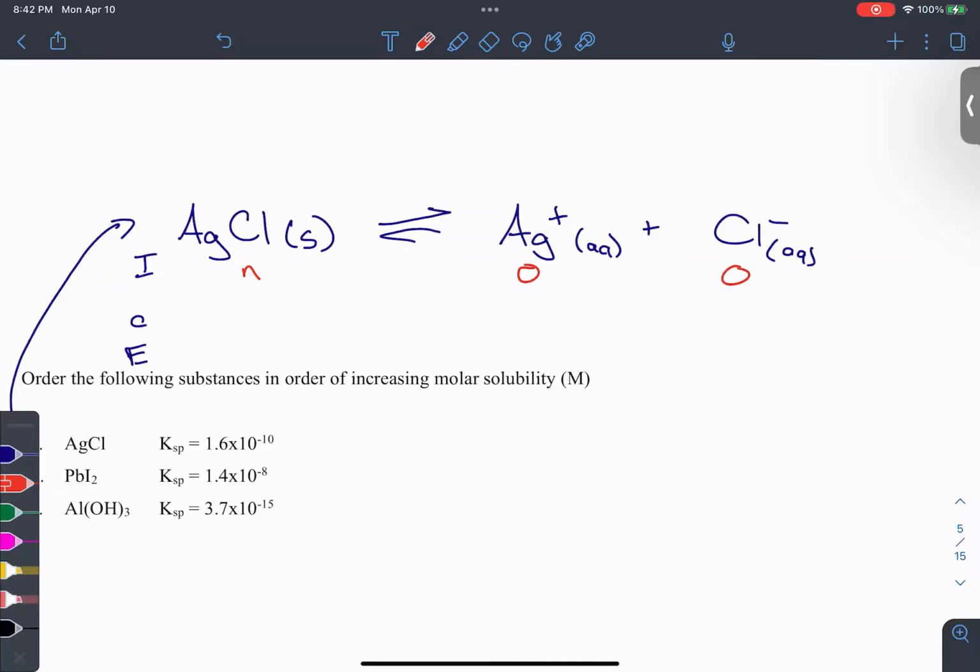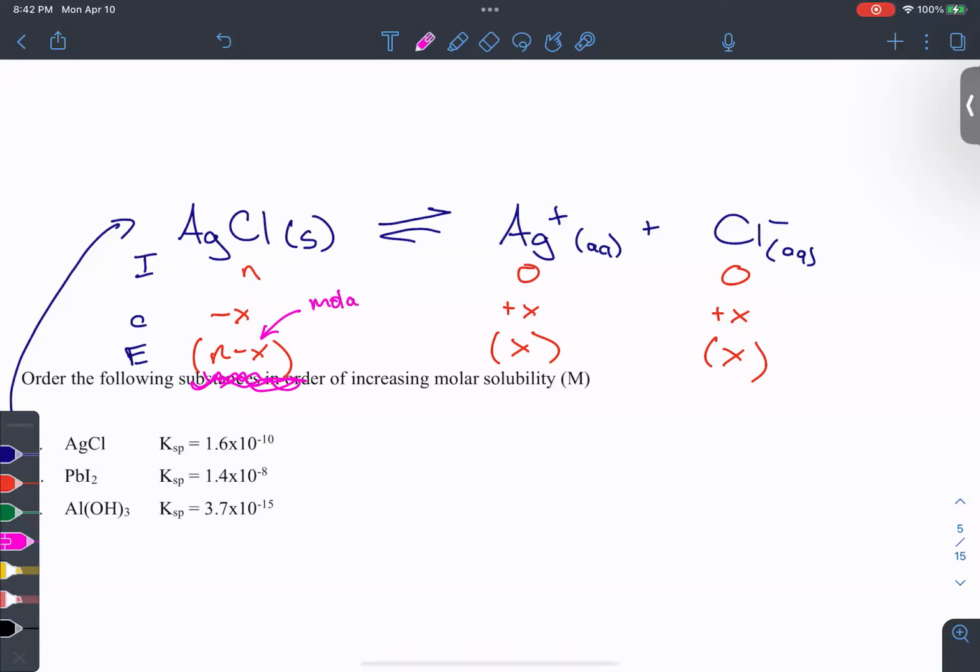All right, so I throw the solid in, and some of it dissolves. So I'm going to lose X amount of silver chloride, and then I'm going to gain X amount of silver plus and X amount of chloride minus. At equilibrium, I'm going to have X amount of the ions and N minus X of silver chloride. In the ICE table, this N minus X does not go into the K expression, but that's what we're solving for. That minus X, this is molar solubility. And that's what we're solving for.